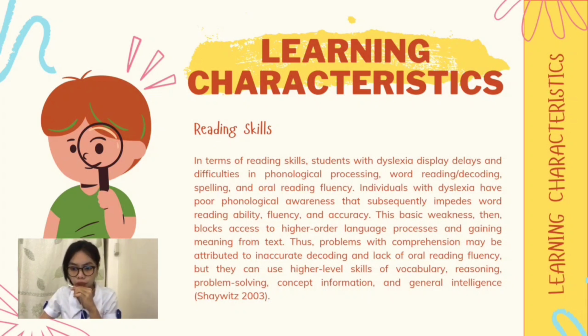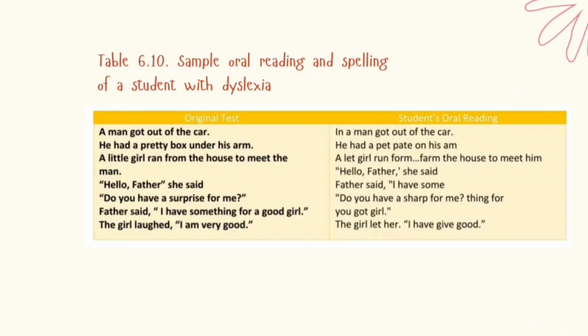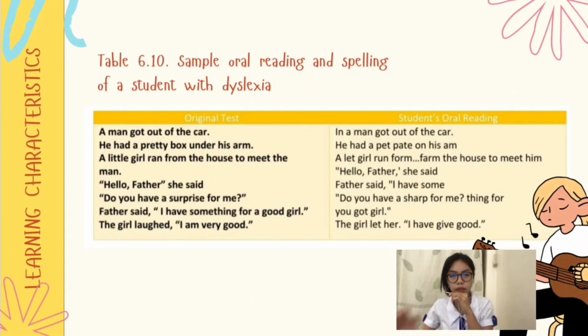So I have here a table. It is a sample oral reading and spelling of a student with dyslexia. In the original text, it is written here: A man got out of the car. He had a pretty box under his arm. A little girl ran from the house to meet the man. "Hello, father," she said. "Do you have a surprise for me?" Father said, "I have something for a good girl." The girl laughed. "I am very good." So that is the original text, but this is just a sample.